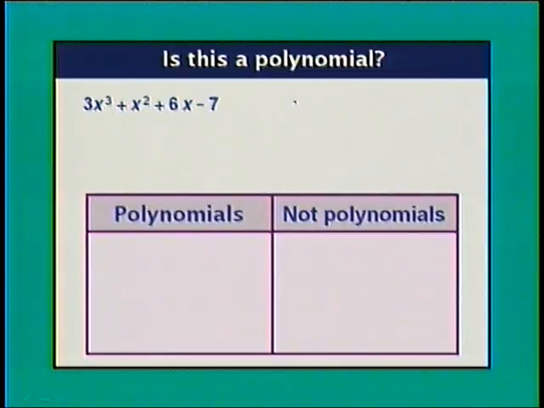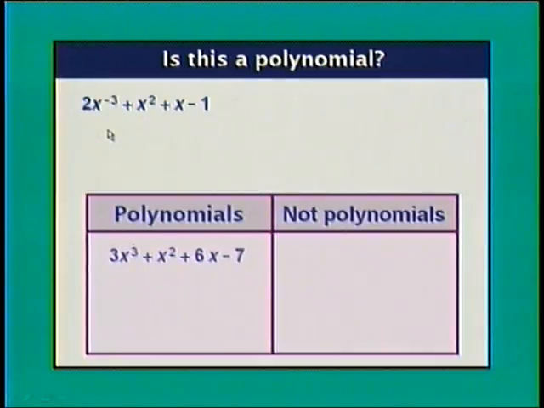Is this a polynomial? 3x cubed plus x squared plus 6x minus 7. Since all of my terms are of the form some real number times x to a whole number power, even the constant, remember constants have degree 0, this negative 7 at the end can be thought of as negative 7 x to the 0. This is a polynomial with 4 terms. It's a third degree polynomial since our highest power here is 3.